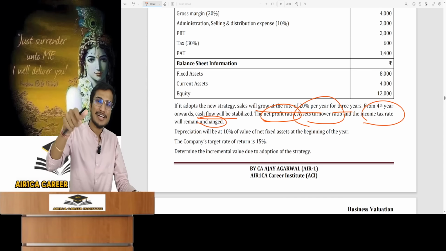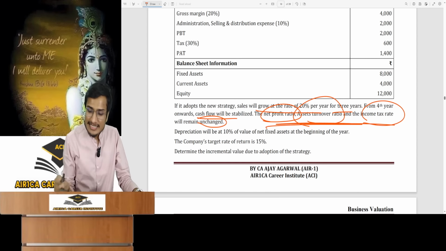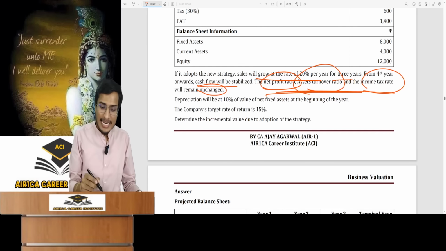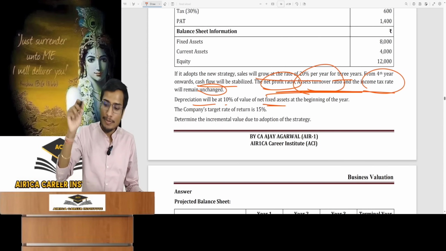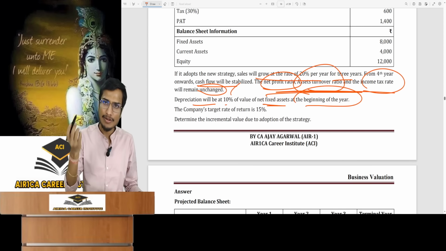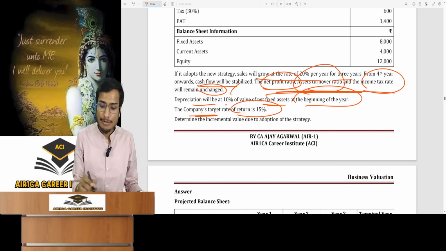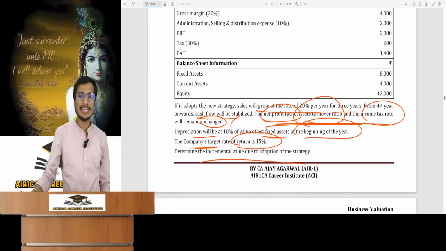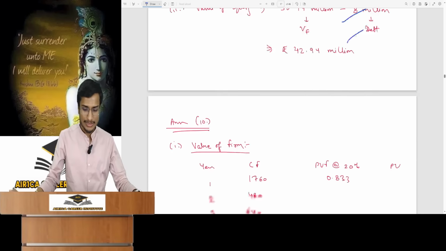Every question says that working capital is maintained till here, so you will calculate that using this data, okay? Depreciation is stated to be 10% of net fixed asset balance at the beginning, following the WDV method. Company's return is 15%. Calculate the strategy's incremental value. Now let's review the solution.